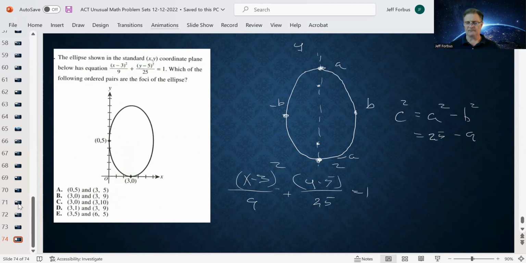Now, that's equal to c squared. So 25 minus 9 is 16. Take the square root of both sides to solve this for c. And by the way, c is for your foci, and that's what we're talking about. So this is going to be equal to plus and minus 4.